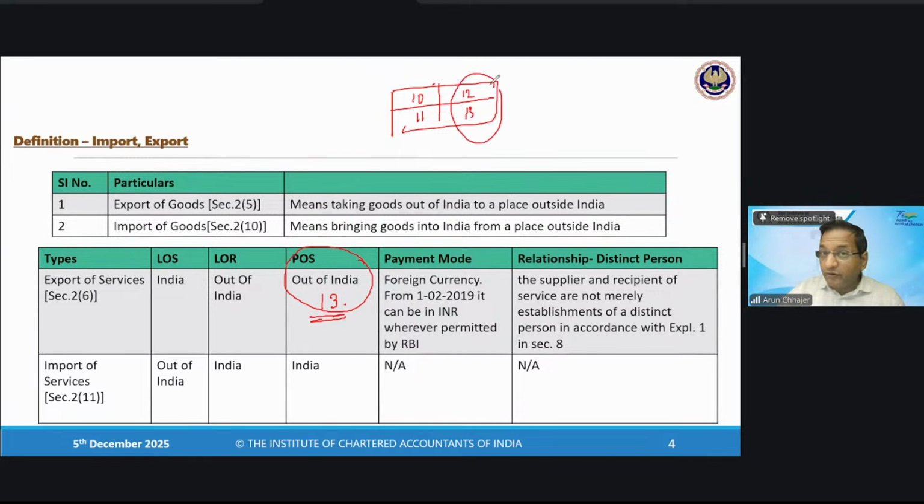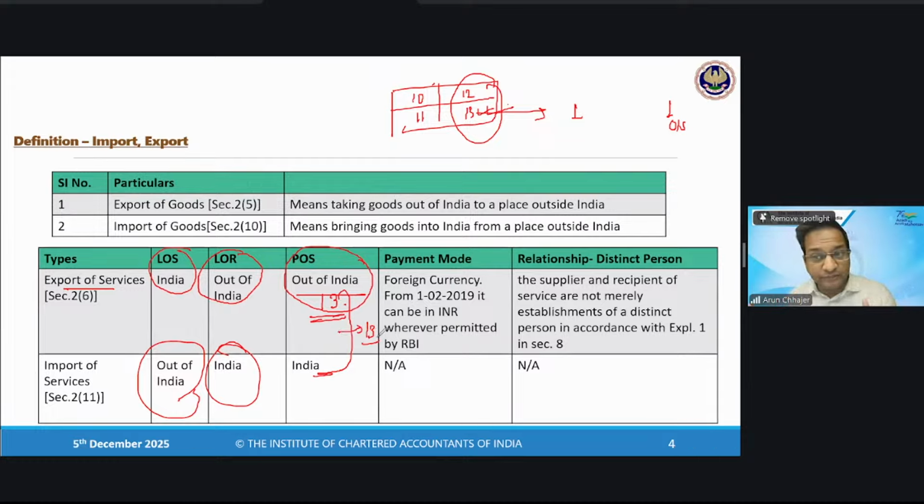Out of 12 and 13, 13 says when one party is in India and one party is outside India, then section 13 would be applied. So here one party is in India, one party outside India. Therefore, the place of supply in case of export or import, in both the cases, section 13 would be used to determine the POS. Is this point clear to all? Sanjay, clear hai na? Very simple.